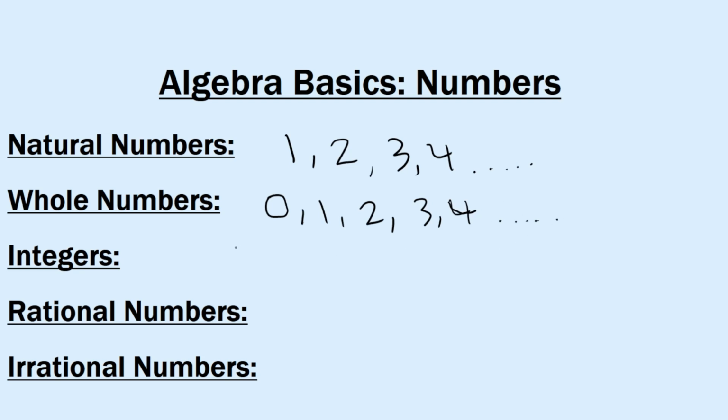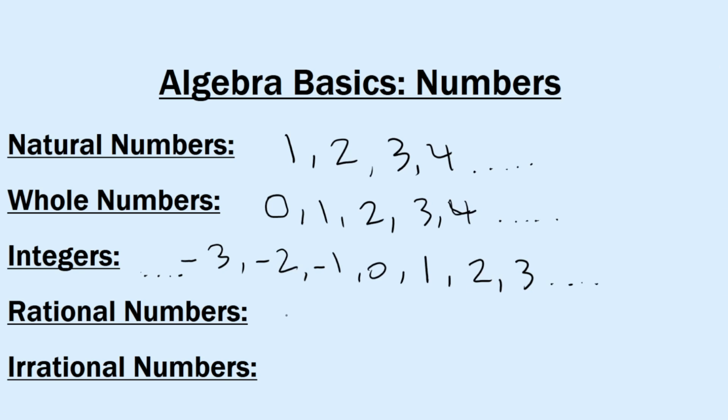Now, integers are all the whole numbers plus all the negative natural numbers. So we can start like this: -3, -2, -1, 0, 1, 2, 3, and so on from the other side too. So -50 is an integer, 50 is an integer, and all of these numbers are integers.